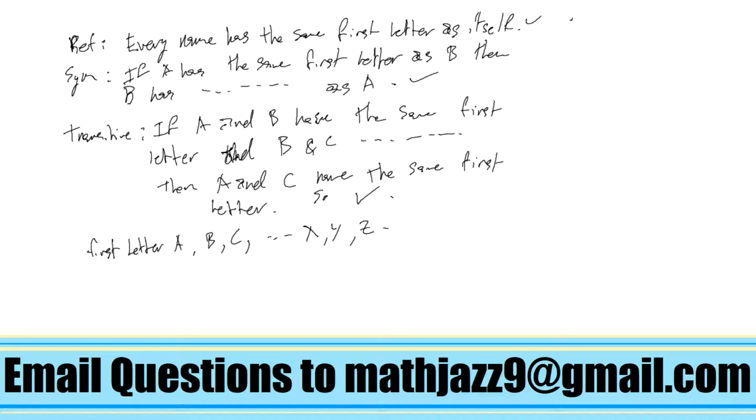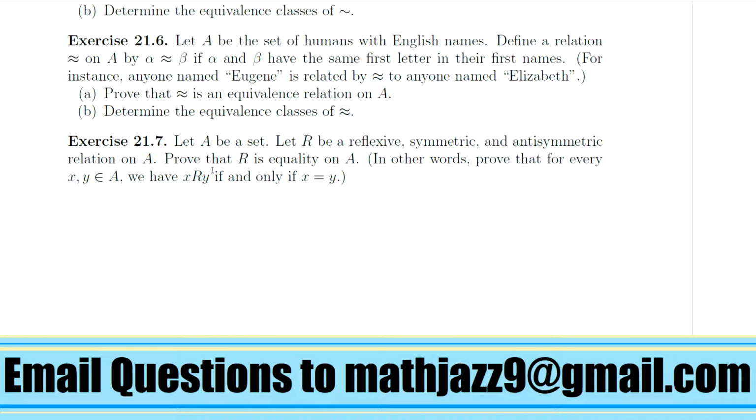But anyway, those are the equivalence classes. So let's look back at our book. Let A be a set. Let R be a reflexive, symmetric, and antisymmetric relation on A. Prove that R is equality on A. In other words, prove that for every x and y in A, x is related to y if and only if x is y. Okay, so reflexive, symmetric, antisymmetric.